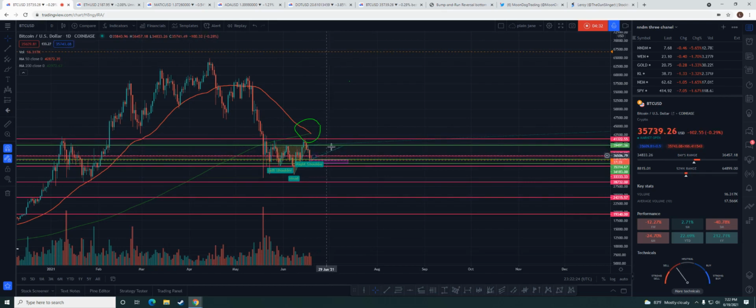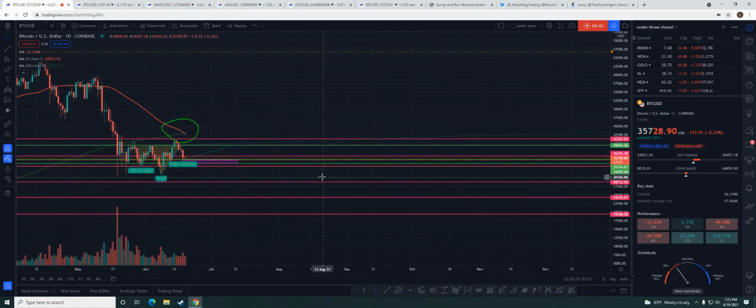We can get some sideways movement, and I'll talk about that when we talk about Matic and Cardano and Dot and everything else. And we're going to talk about sideways movement. We could get some sideways movement because of this.